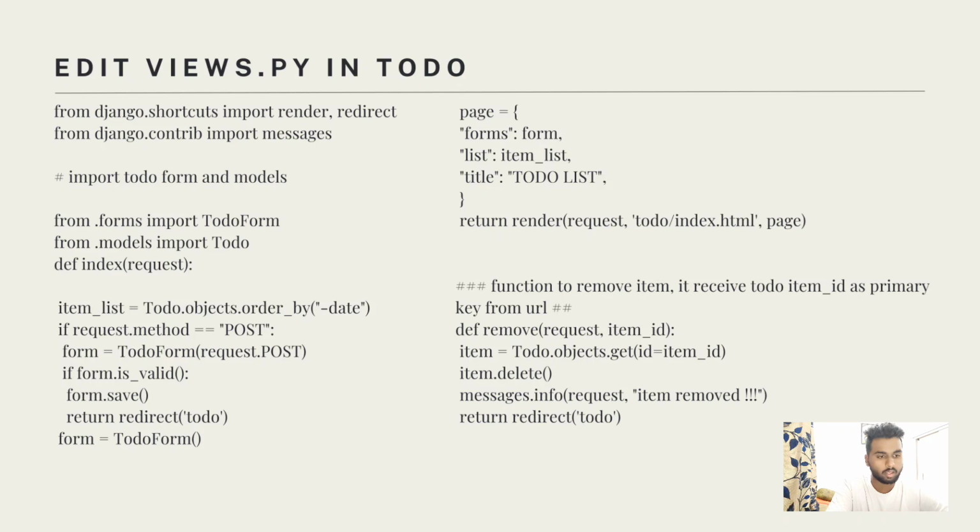The function to remove an item takes the Todo item as primary key from here. So we'll be making a new function, def remove(request, item_id). Item is equal to Todo.objects.get, id is equal to item_id, item.delete. messages.info is nothing but the request, item removed. We'll be informing that and returning a redirect.